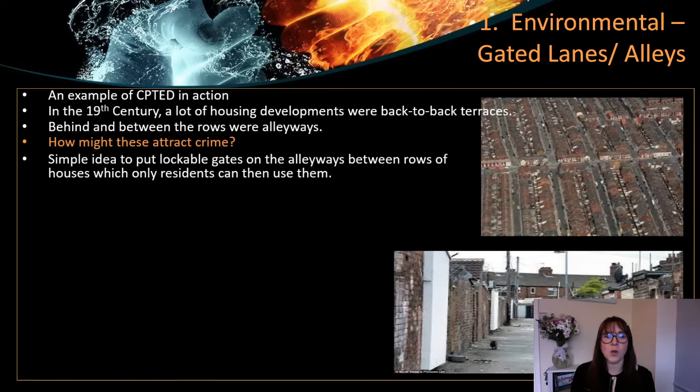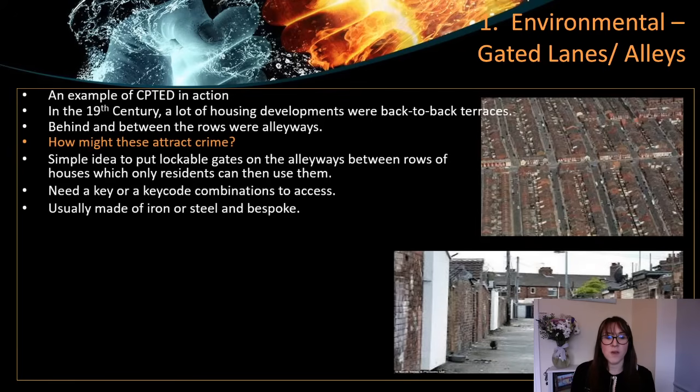A simple idea is to put a lockable gate on the alleyways between rows of houses, which only residents can use. So basically, lock the alleyways up. If you have access to a property, you have access to the alleyway. You need a key or a key code to access. The gates are usually made of iron or steel and are bespoke, so they're made very specifically for the alleyway that they're protecting. What benefits do you think that this would have?